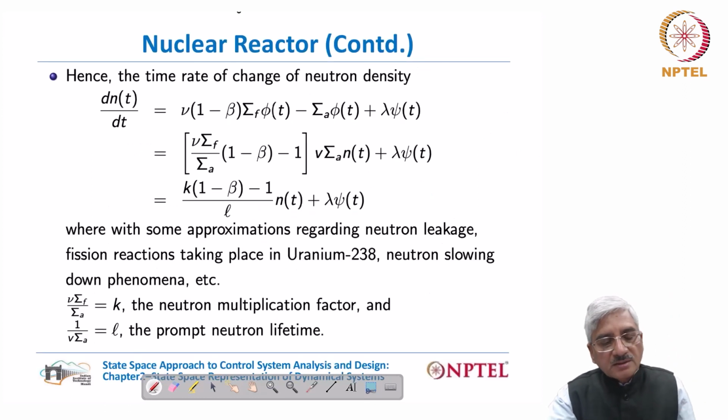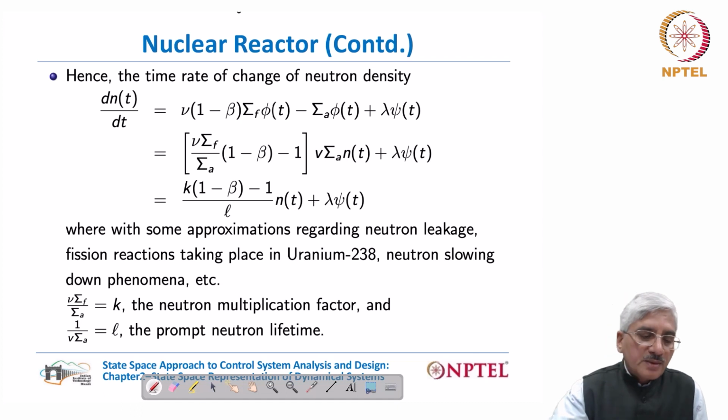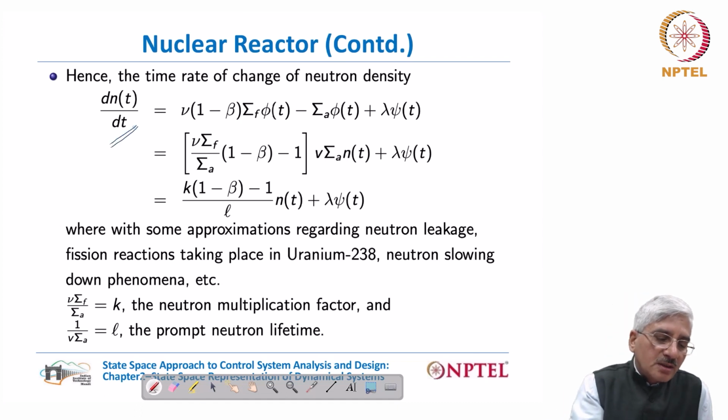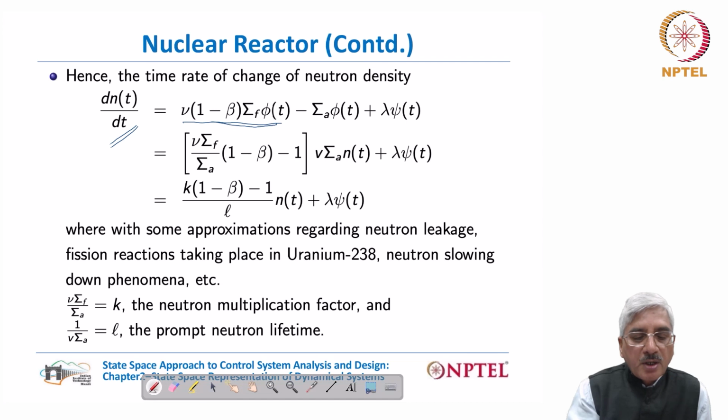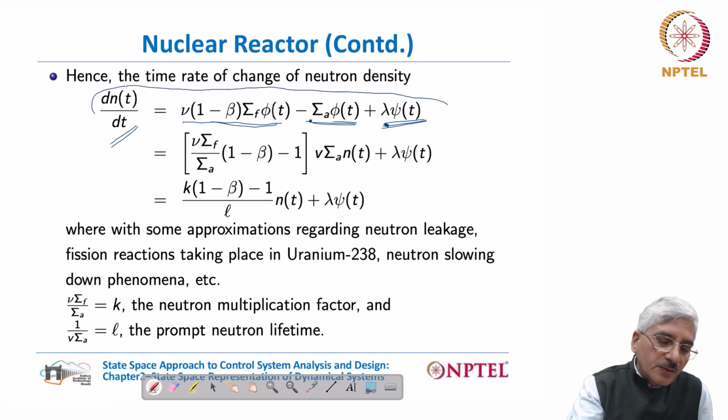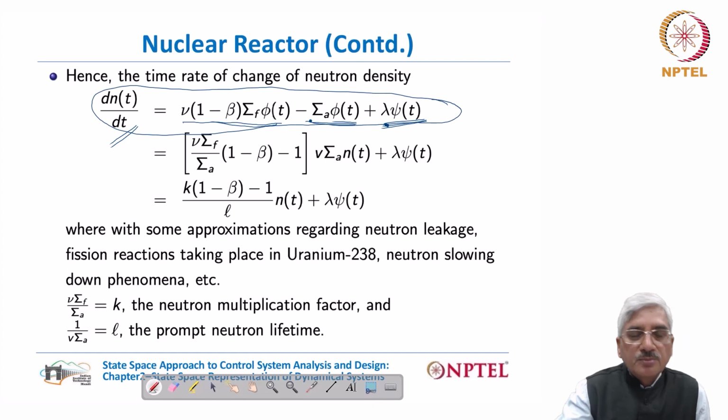So based on those considerations, we obtain that rate of change of neutron density in the reactor will be equal to, this is the rate of production of prompt neutrons in the reactor, minus the neutrons being absorbed. This is the absorption rate, and this is the rate of production of delayed neutrons. So this is the net rate of production of neutrons per unit volume in the reactor. Of course, we do some manipulations.